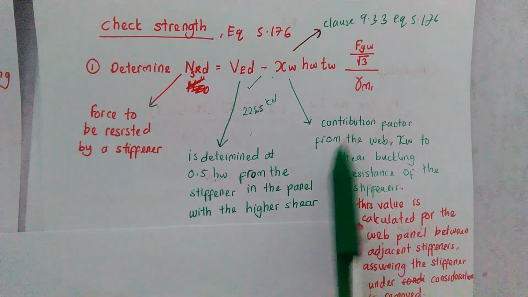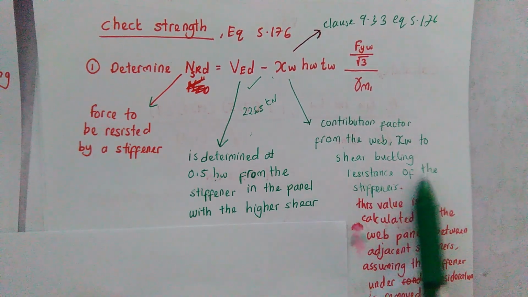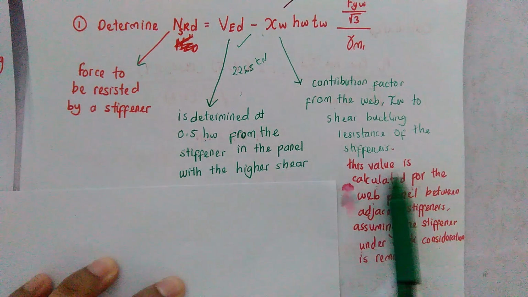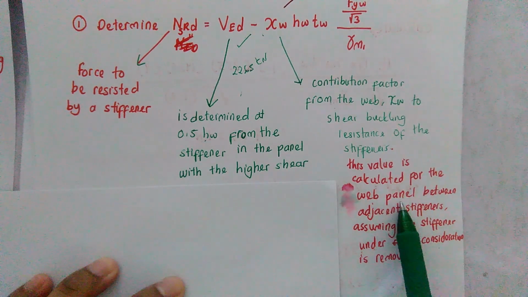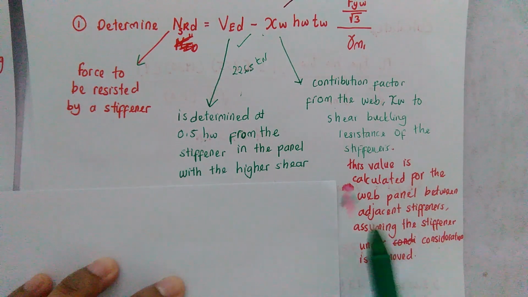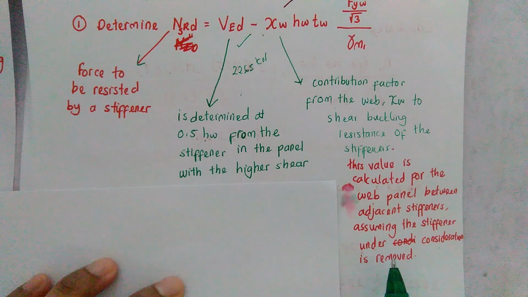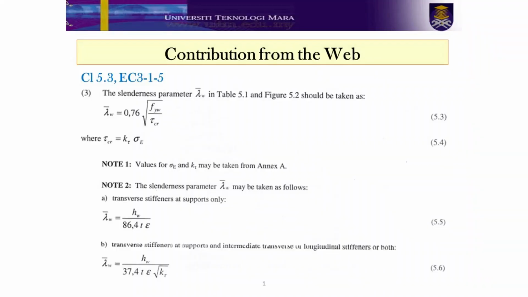As I said earlier, the contribution factor from the web to the shear buckling resistance of the stiffener is calculated for the web panel we are going to design, which is panel AB, at stiffener B, assuming the stiffener under consideration is removed. Before I show you how to do this, let's look at the notes, whereby in clause 5.3 of EC3 Part 1.5, you can see clause 5.3.